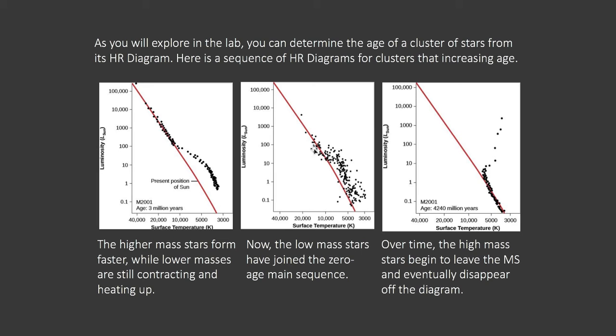Okay, so what we're looking at here is a very young star cluster, a sort of middle-aged star cluster, and an old star cluster. And the shape of this diagram immediately tells us something about the age.